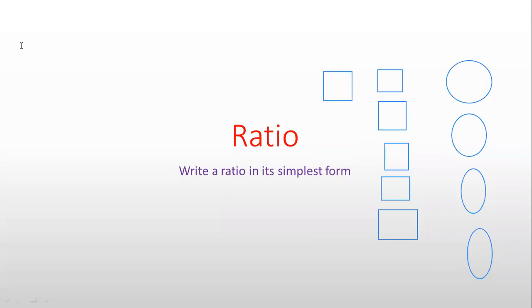Okay, now I need to ask a question. For example, 36 to 9. So this ratio, 36 to 9. Who can write this ratio in the simplest form? Raise your hand. 36 to 9. It's already a ratio, but I need to write it in the simplest form.